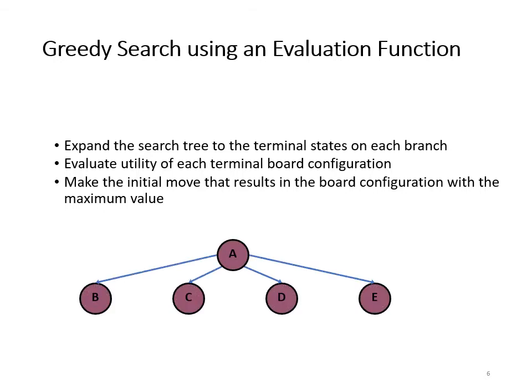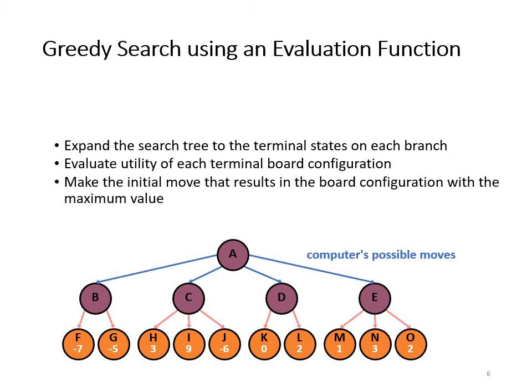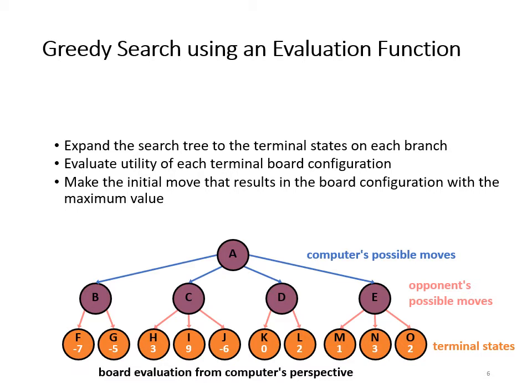So you can see by the help of this diagram. This is the initial condition, and these are the possible moves of the computer, and this is the opponent's move, and this is the terminal function, as well as the evaluation function. So the computer has to increase its moves, it means maximize its moves. So how will it maximize? It will take maximum values level-wise according to this greedy search using an evaluation function.